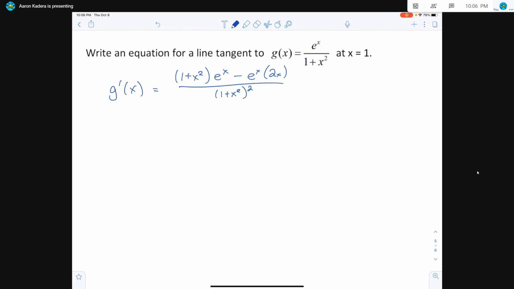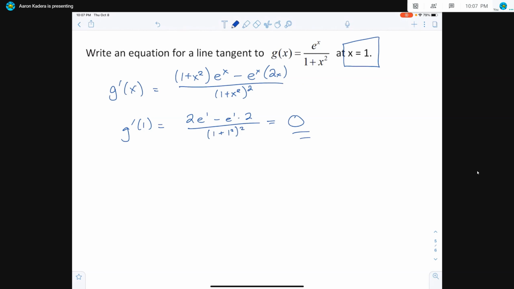And I mean, we could factor e to the x out, but what we are asked to do is write an equation for a tangent line at x equals 1. So really all we need to do is sub in a 1 here and get a value. So let's see if we can work on that a little bit. We got g prime of 1 equals, I suppose that would be 2e to the first minus e to the first times 2. All right. Well, I suppose that's 0. Look at that. All right, let's just make sure it's not 0 over 0. 1 plus 1 squared. So that would be a 4 on the bottom, so I think we're safe. So that's safe to say that's 0.